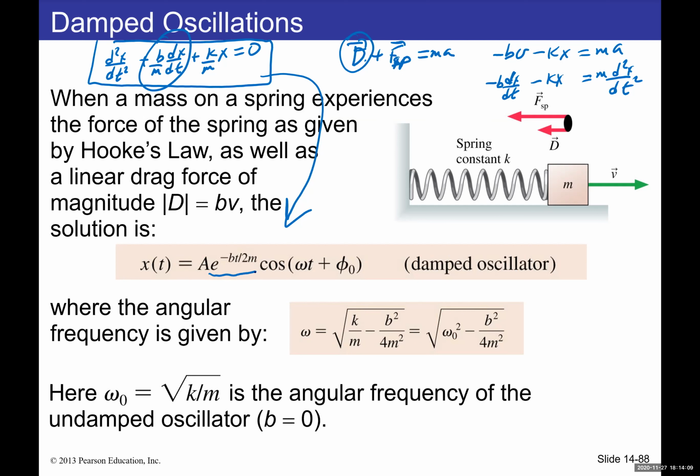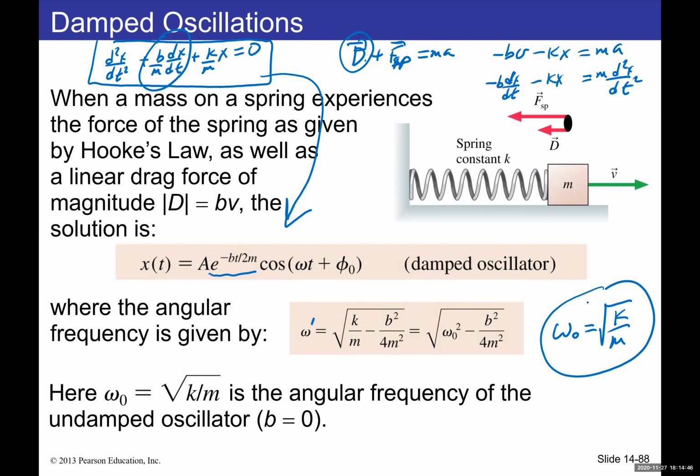And the angular frequency now is, instead of being square root of k over m, square root of k over m minus b squared over 4m squared, which I can write in terms of omega naught, the original frequency, which is square root of k over m. So omega equals square root of omega naught squared minus b squared over 4m squared. That means now we have a new angular frequency. Sometimes I just put omega prime, so you know this is the new angular frequency for the damped oscillator, and this is the original angular frequency for the undamped oscillator.